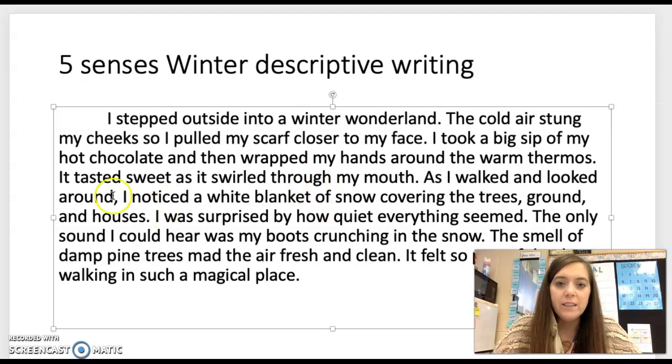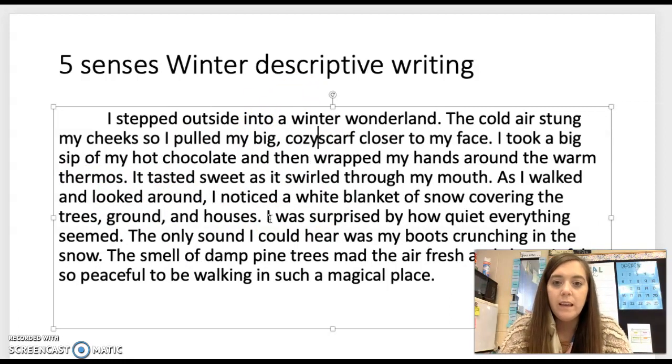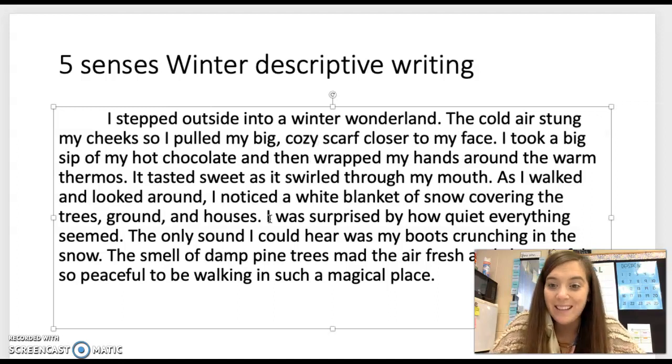The cold air stung my cheeks, so I pulled my big, cozy scarf closer to my face. I'm going to add those adjectives there. I took a big sip of my hot chocolate, then wrapped my hands around the warm thermos. It tasted sweet as it swirled through my mouth. As I walked and looked around, I noticed the white blanket of snow covering the trees, ground, and houses. I was surprised by how quiet everything seemed. The only sound I could hear was my boots crunching in the snow.